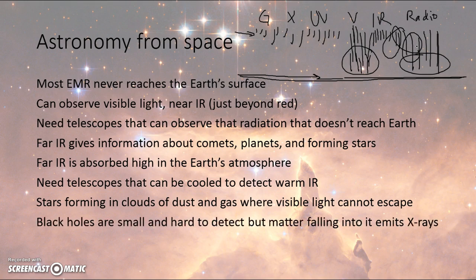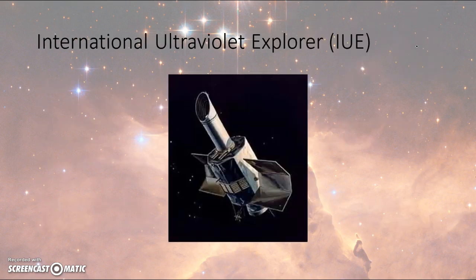They're also looking at black holes, which are extremely small and hard to detect, but the matter that falls into the black hole will give off X-rays. And so you'd have telescopes up that can detect X-rays.